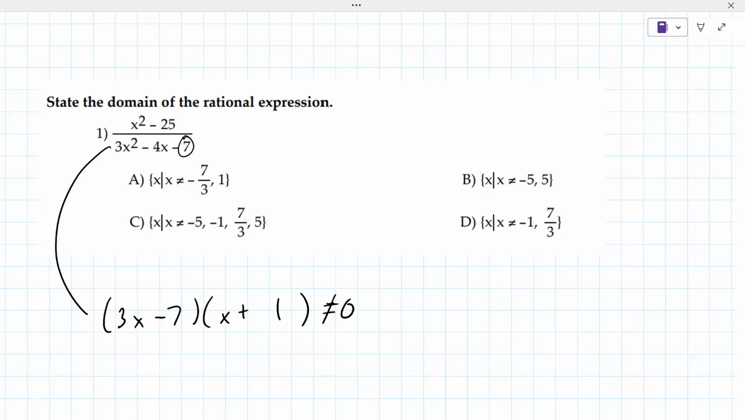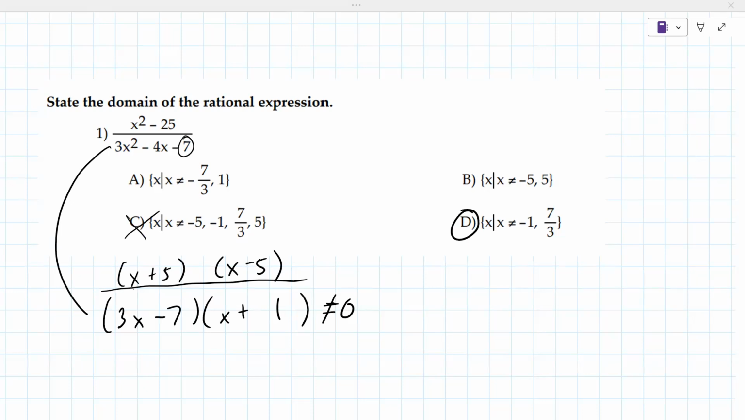So would it be C in this case? The numerator can be zero. It's just the denominator. The numerator would factor to x plus 5 times x minus 5, but you don't care where that's zero. You only care where the denominator is zero. So then it would be D, only where the denominator is zero. Got it.